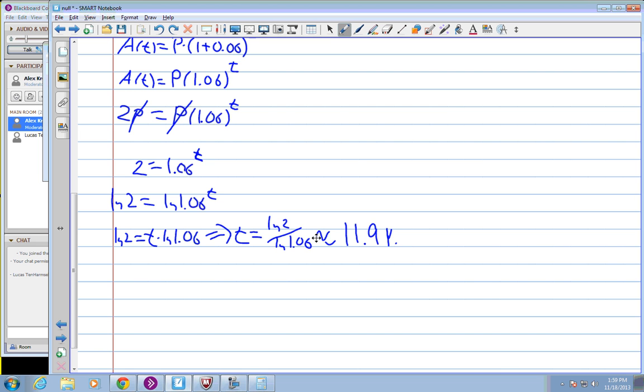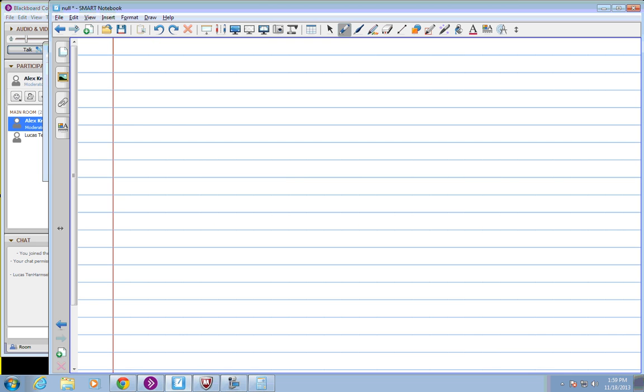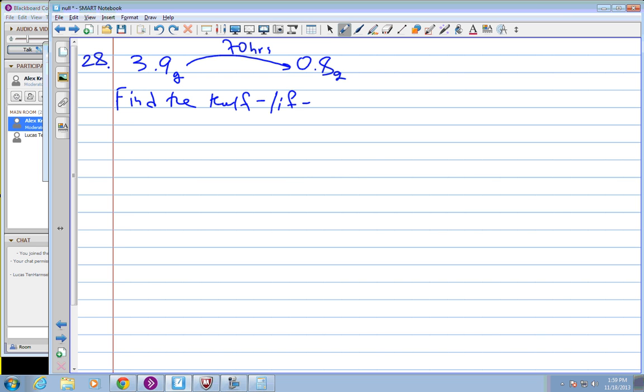How do we do 28? We know that it took 70 hours to go from 3.9 grams to 0.8 grams. That's what's given. Find the half-life. That's 28. So it took 70 hours to decay from 3.9 grams to 0.8 grams. So find the half-life.